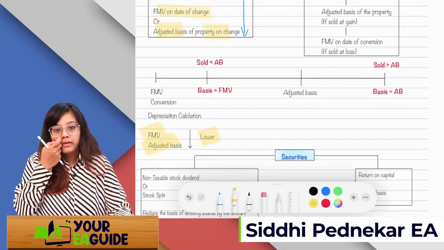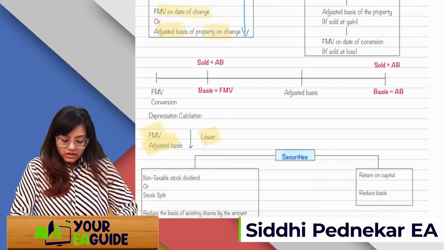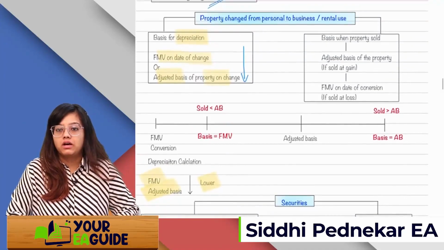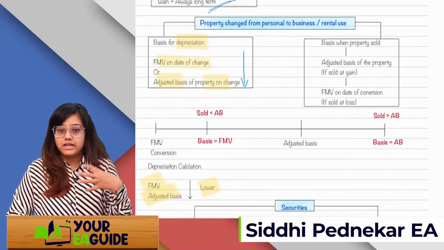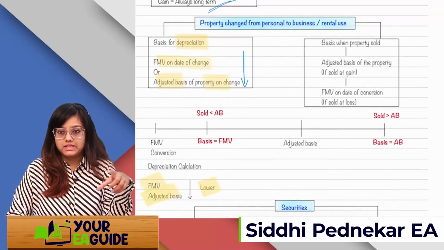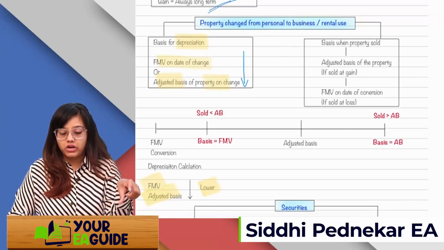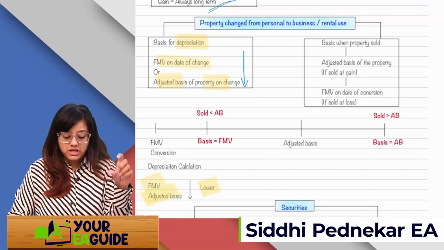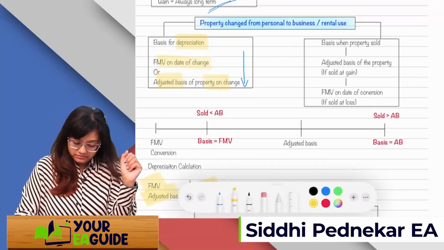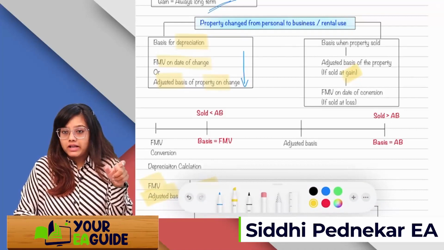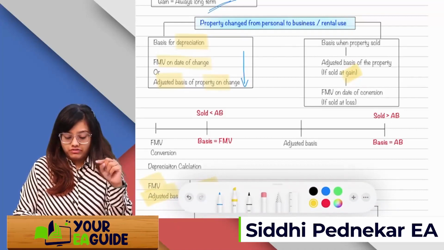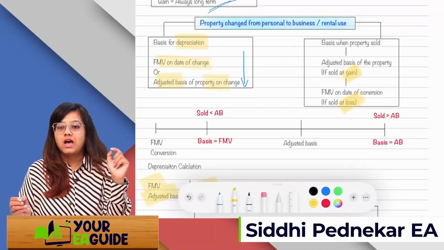Next is, what will be the basis when we are selling that property? Just take the adjusted basis of the property. Whatever your property is, take the adjusted basis if it is sold at a gain, or else take the FMV on the date of conversion if it is sold at a loss. How will you do this?